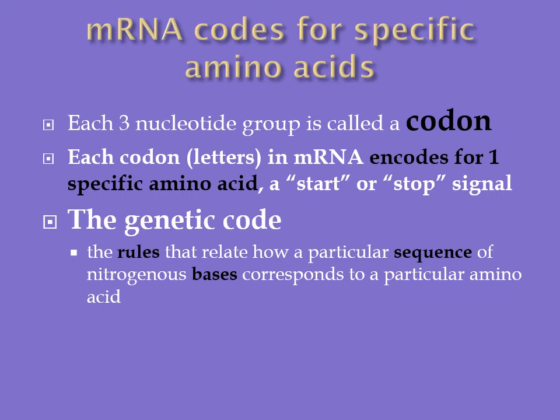This follows the rules of our genetic code, and these are the rules that relate to how a particular sequence or order of nitrogenous bases corresponds to a particular amino acid. So this genetic code basically tells us, okay, if you're given these 3 letters in your mRNA, what amino acid does that give you? And this genetic code holds true for all of the organisms on Earth. We all share this genetic code. So that's something that is really special about our DNA. We share a lot in common with all of the other organisms in their DNA as well.